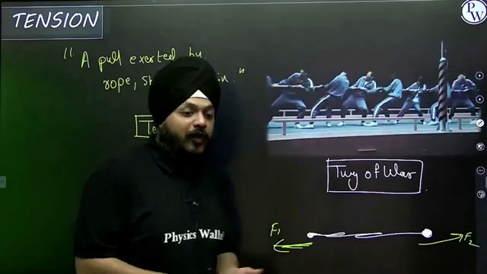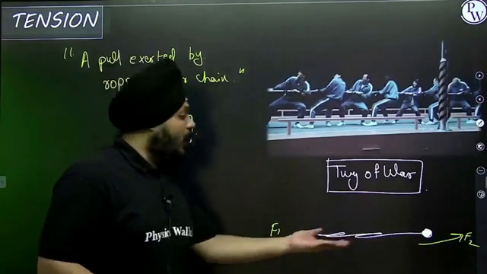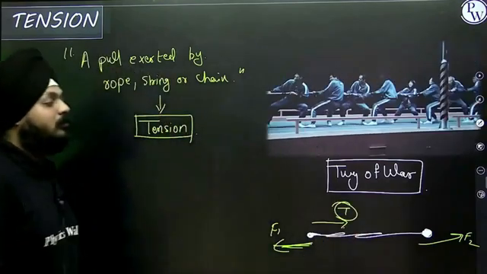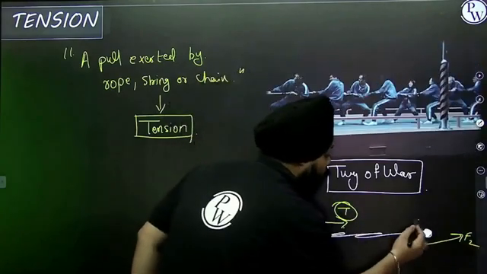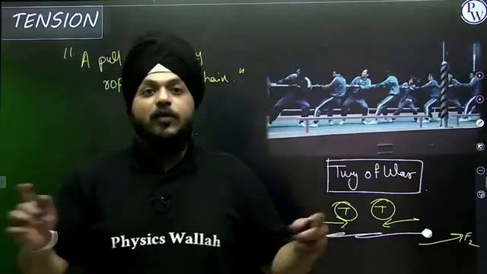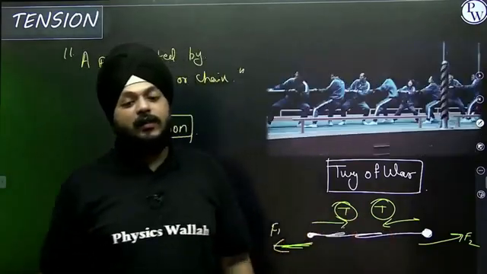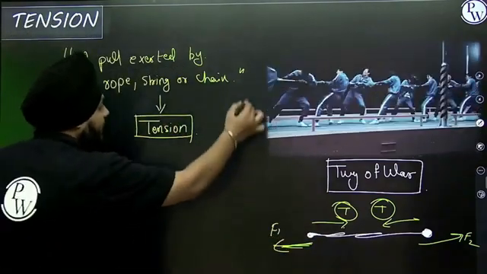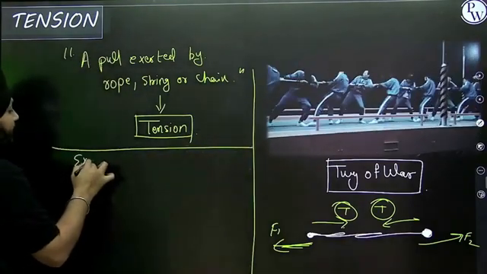Suppose in a game of tug of war, one team is trying to pull the rope towards their side. So against this force, the rope is exerting one pull. Force is nothing else but a push or pull, right? So this pulling force is tension, right? Let's have an example of it.